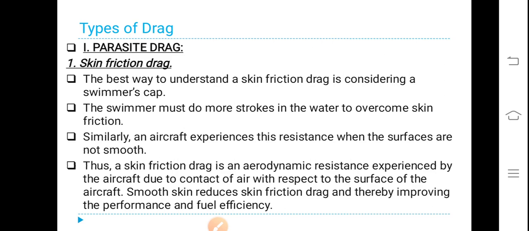Thus, skin friction drag is an aerodynamic resistance experienced by the aircraft due to contact of air with the surface of the aircraft. Smooth skin reduces skin friction drag, thereby improving performance and fuel efficiency. So the fuel efficiency and performance will definitely improve because smooth skin reduces the skin friction drag.